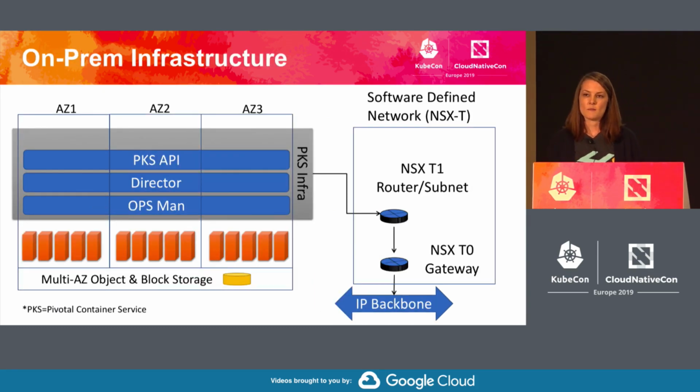Next, I want to go into some background information on some of the tools that we're using at MasterCard. For our infrastructure, we have PKS, Pivotal Container Service for Kubernetes. We have 3 availability zones, and we're utilizing PKS, BOSH Director, and Ops Manager. We have object and block storage spanning all availability zones. And then NSX-T is our software-defined network. The PKS infrastructure has its own dedicated subnet, and it talks to the gateway and IP backbone, which has access to the entire network.